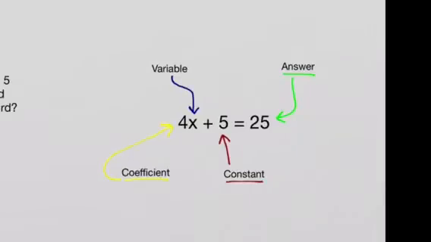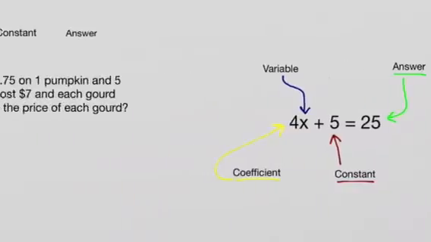Now that we know the definition of the different parts of the equation and what those definitions look like within the context of that question, let's see what the equation looks like while hidden in a word problem and see if we can extract the equation from that word problem.